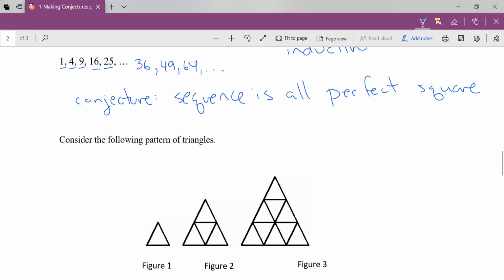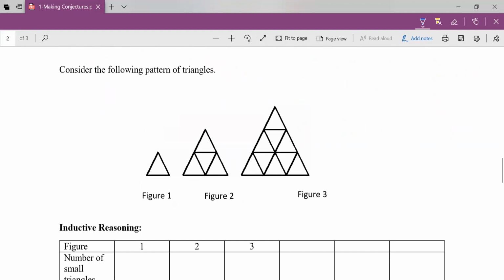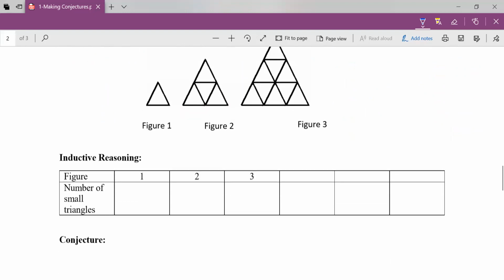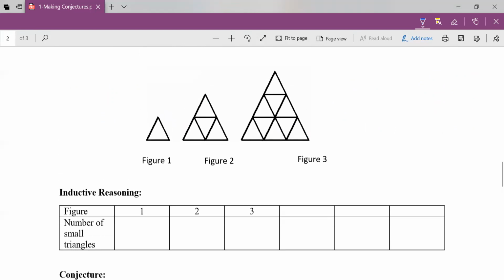Let's try a couple more examples. So consider the following pattern of triangles. What I want you to do right now is I'm going to pause the video. I want you to think about right now, look at these triangles that I've got here for you, and I want you to fill in the table, and then I want you to try to make a conjecture. So hit pause on the video, and I want you to try that for a couple minutes. I'll see you soon.